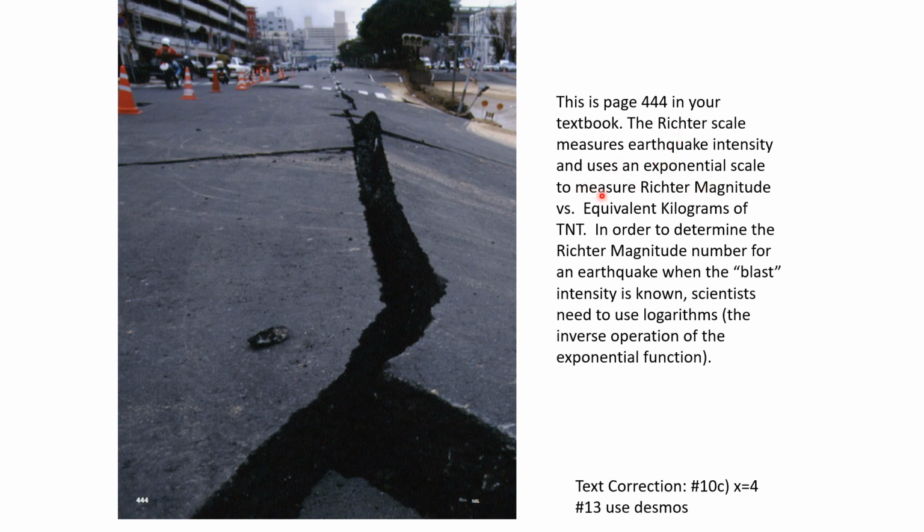It uses an exponential scale to measure Richter magnitude versus equivalent kilograms of TNT. So that's how we're getting a scale for this. The equivalent kilograms of TNT is how they're measuring the magnitude of an earthquake, the intensity of an earthquake. In order to determine the Richter magnitude number for an earthquake, when the blast intensity is known, scientists use logarithms because it's the inverse operation of the exponential function. So you'll do questions like this in your homework where the scientists have an answer in exponential form, but the unknown is the exponent. The power is an x, and in order to figure out what that exponent is, they have to use logs to get at it.